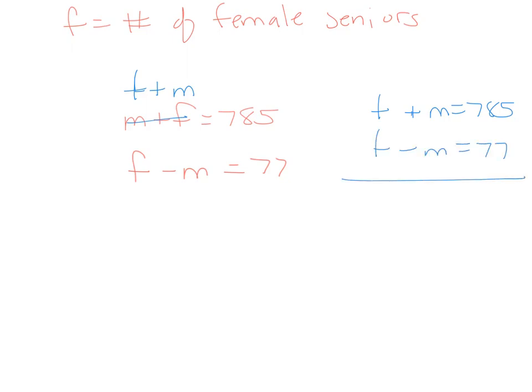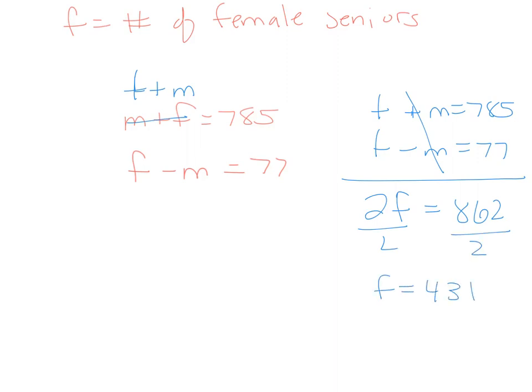Now, if I look at this, this guy's already set up for elimination. The males will cancel, and so F plus F is 2F equals, and then let's go ahead and take 785 plus 77 there. Let's see what we get. And we get 862. Now divide that by 2, and so we end up with 431.